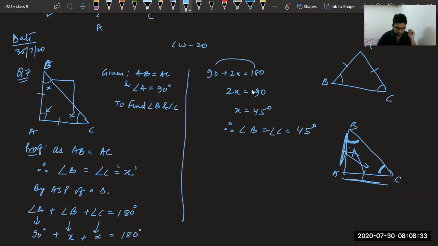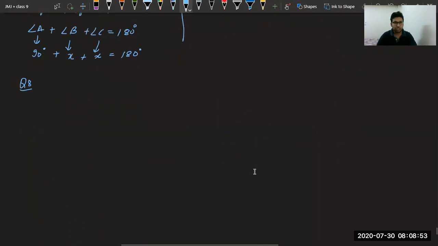Now please confirm. Are you able to understand why angle B and angle C are equal? Because they are opposite to equal sides. Okay. Now the time has come when you should try to rotate the figures in front of you. Because now they will be playing with you this way. They will not rotate the questions for you.